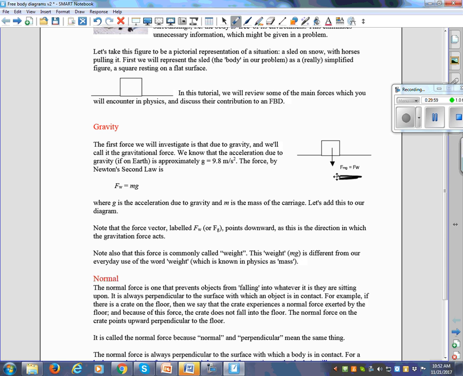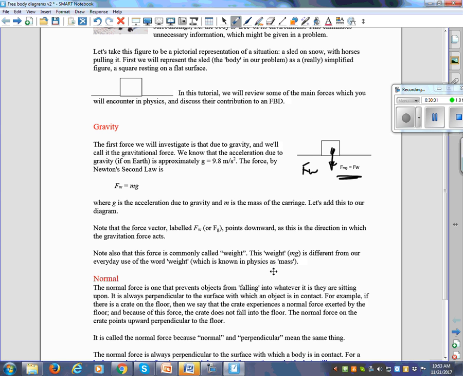Do you have that? Okay, so when I draw free body diagrams, I call it simply Fw, the weight force. It is force due to gravity. Some books will show Fg for gravity. I use Fw for weight, where g is the acceleration due to gravity and m is the mass of the carriage or sled. Let's add this to our diagram. Note that the force vector labeled Fw, or sometimes Fg, points downward, as this is the direction in which the gravitational force acts. Note also that this force is commonly called weight.